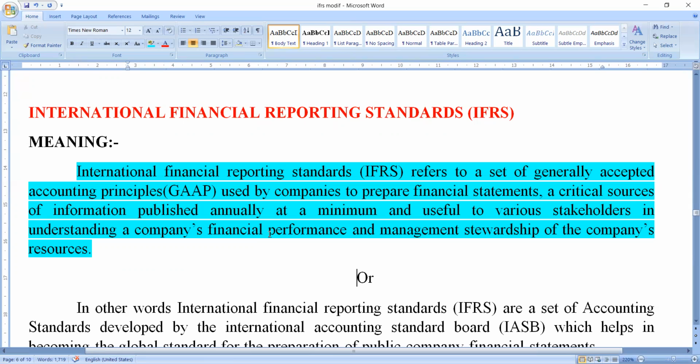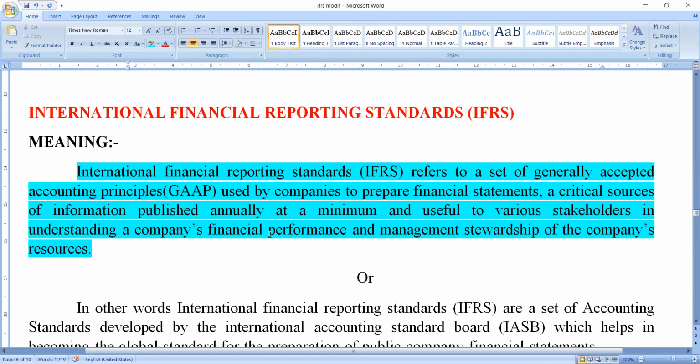Means you should easily understand this concept and the meaning of the IFRS. You have to understand it simply. IFRS refers to a set of generally accepted accounting principles. A set means a group of generally accepted accounting principles, that is, a universally accepted set of rules and regulations used by the companies.